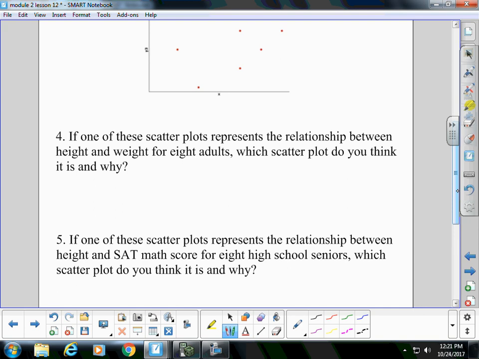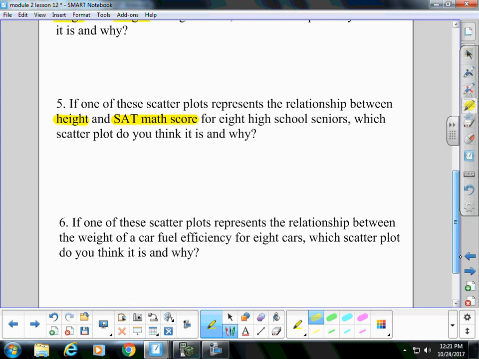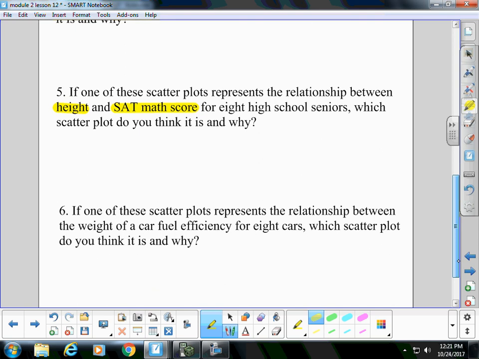Okay, so this one, the first question is comparing a relationship between height and weight. The next one's comparing height and SAT math scores. And then number 6 says, if one of these scatter plots represents a relationship between the weight and fuel efficiency, which one do you think it would be and why?